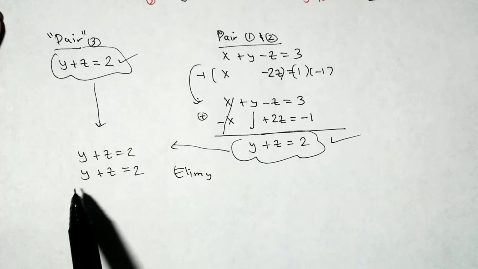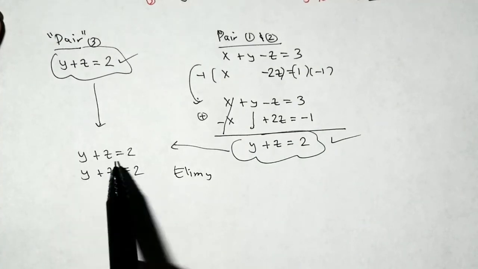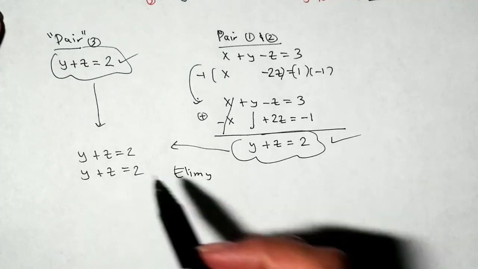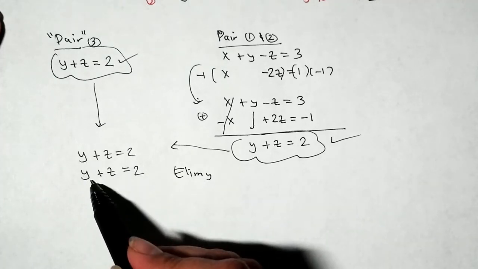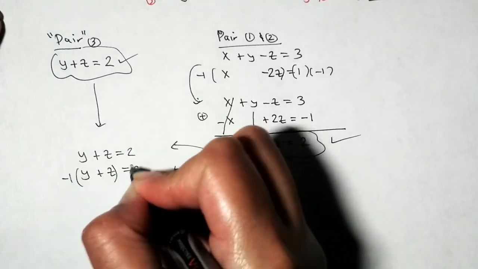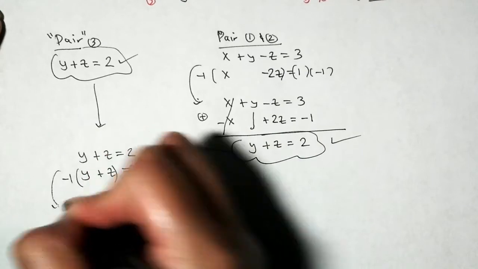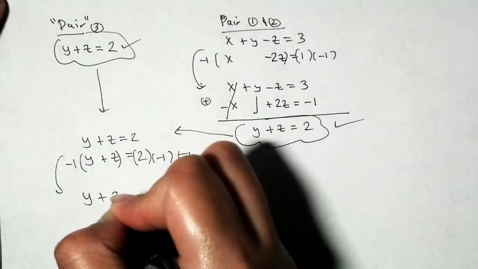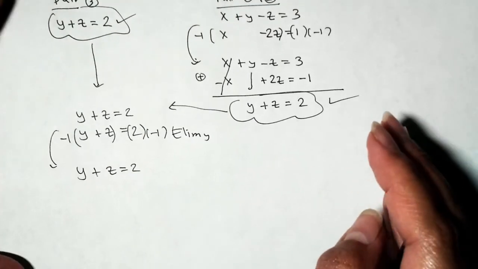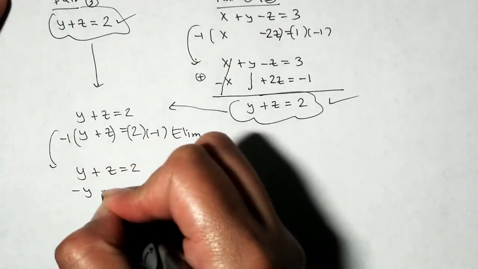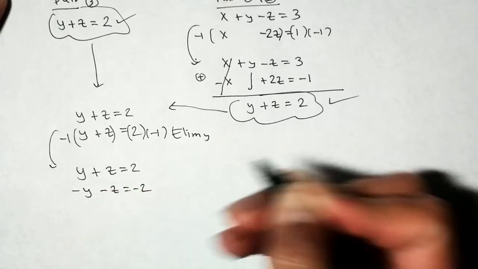Okay, the least common multiple for both the y's and the z's is 1. I'm going to eliminate y only because it's the first one. So we want a positive y and a negative y. Let's multiply the bottom equation by -1 to get that negative y. The top equation we're going to leave intact: y plus z equals 2. And the bottom equation, after we multiply by -1, should give you -y minus z equals -2.